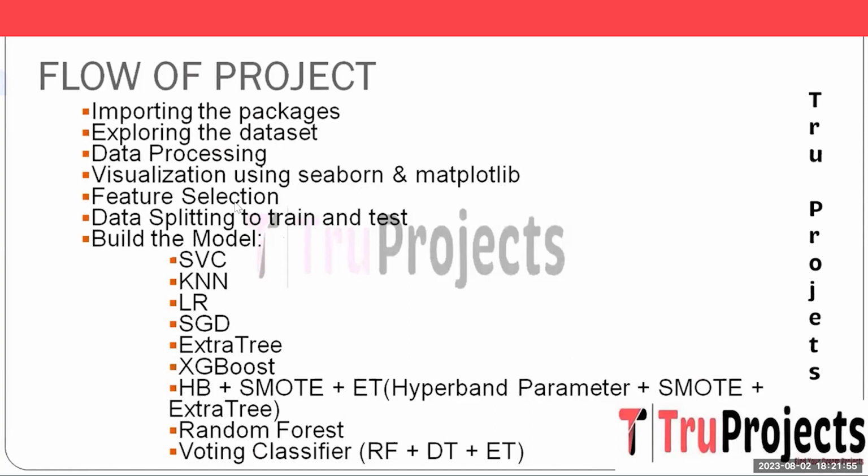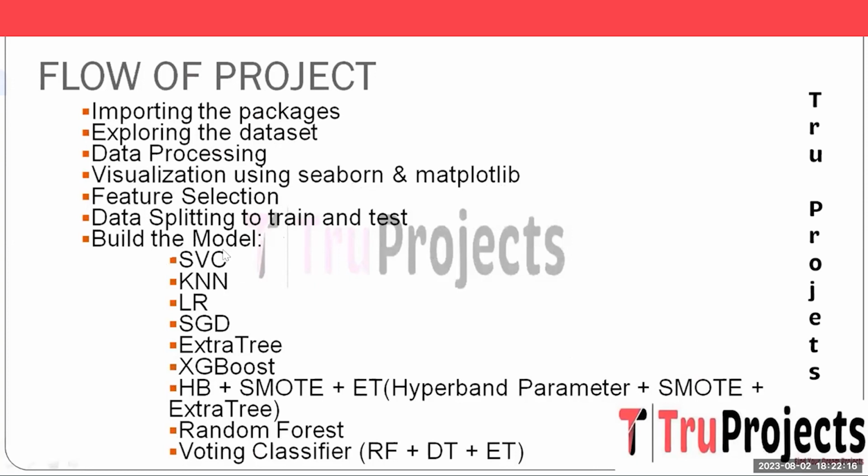And the next one is feature selection. Identify the most relevant features for heart disease detection and severity classification. Utilize methods like feature importance scores from ensemble models and statistical tests to select the informative attributes. And the next one is data splitting into train and test. Divide the pre-processed dataset into training and testing subsets.